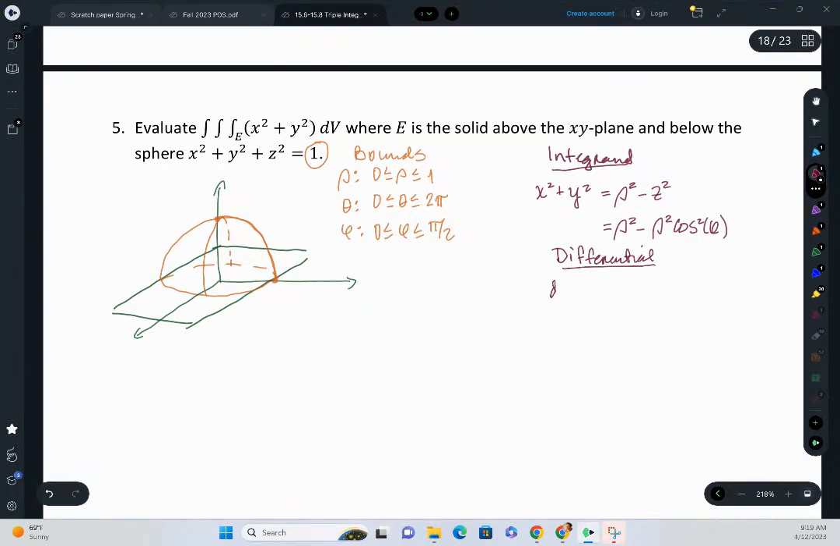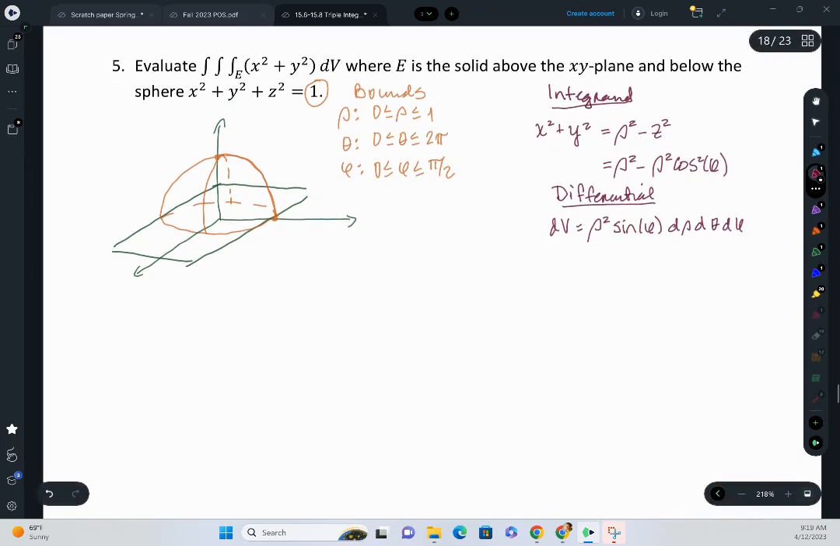Now if we're going from rectangular to spherical, we have to remember that there's a conversion factor that shows up in our differential. We get a rho squared, we get a sine of phi. That's the extra. And then we have d rho, d theta, d phi, or whatever order we want to go in. Okay, looks like we can go ahead and set this up.